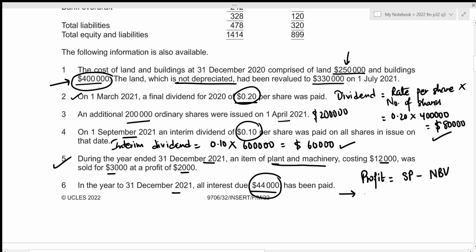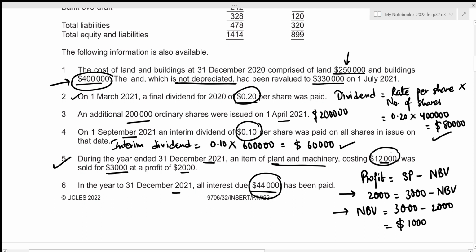And we're given the profit amount to be 2,000. The sale proceeds is given to be 3,000 minus the net book value, which means that our net book value is just going to be 3,000 minus 2,000, which results in 1,000. Alright, we are also given the cost to be 12,000, which means that we can easily figure out the accumulated depreciation, since net book value is the difference between cost and accumulated depreciation.